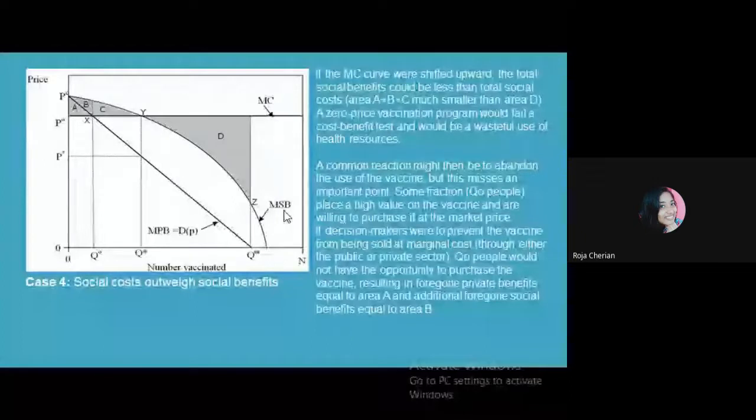So when the zero price vaccination program fails, a common reaction among people might then be to abandon the use of the vaccine. But there are some people, that is Q0 people, who place high value on the vaccine. So they are willing to purchase the vaccine at the market price. But if decision makers try to prevent the vaccine from selling at a market price, whether in private or public sectors, Q0 people will lose the opportunity to purchase the vaccine.